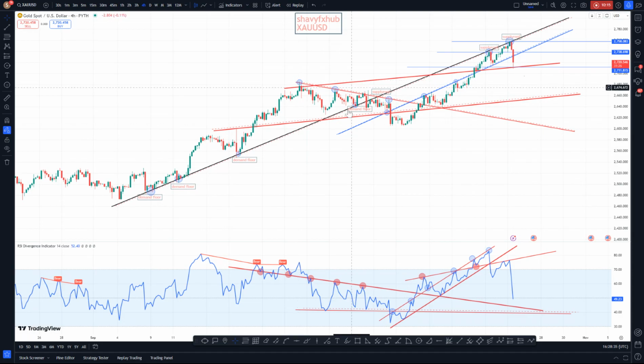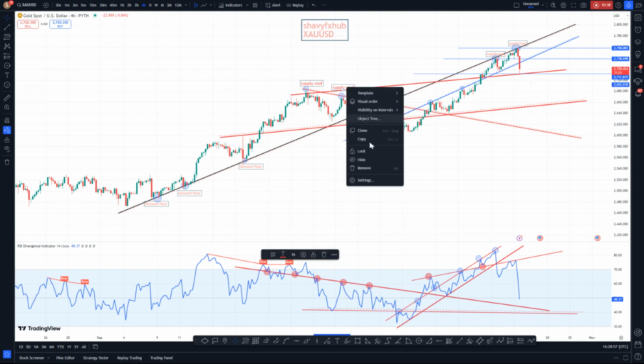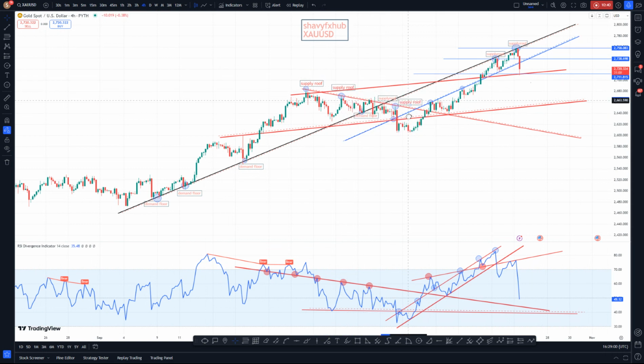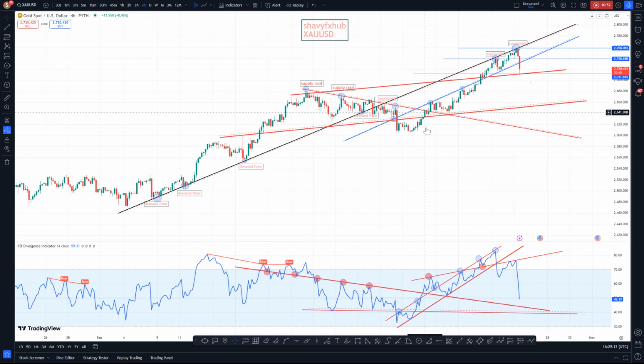You can see resistance structure, resistance structure, resistance structure, resistance structure, serving as a supply roof. This always tells us what to do through structure. Structure never lies. Any other person can lie, the structure will never lie. So now you see a breakout from the supply roof, price returns on demand. So what do we have here? Demand floor.